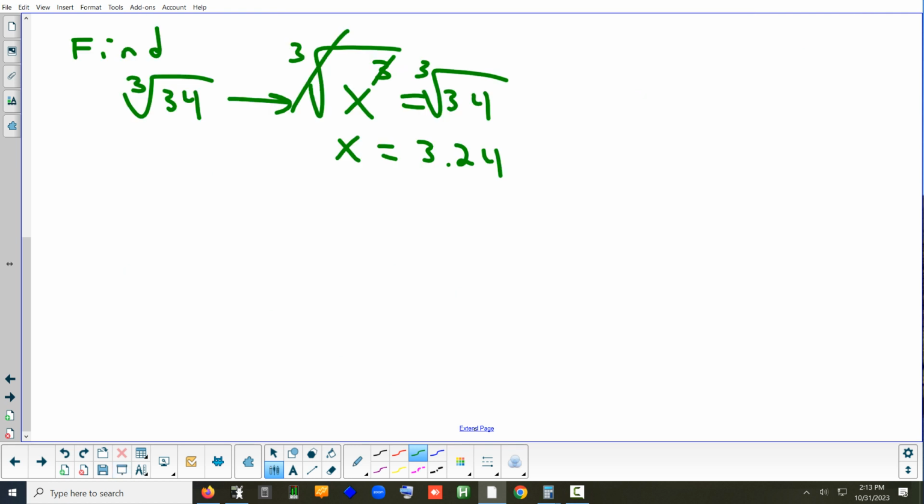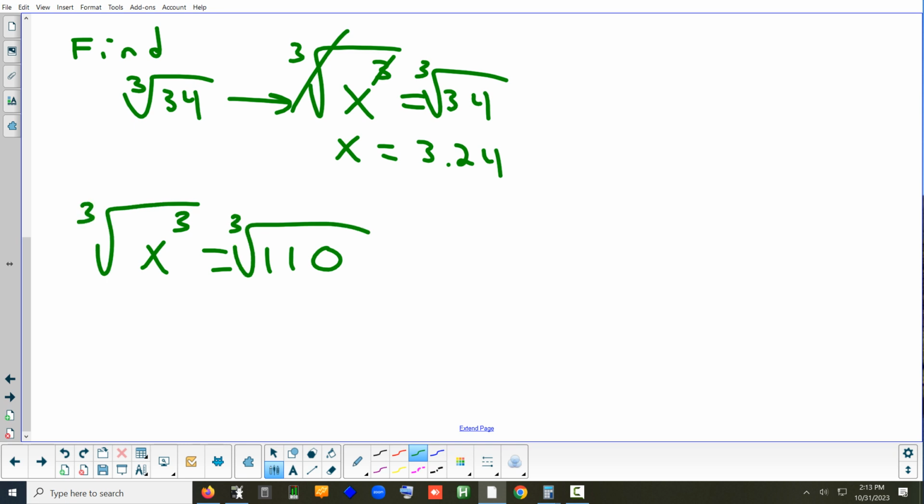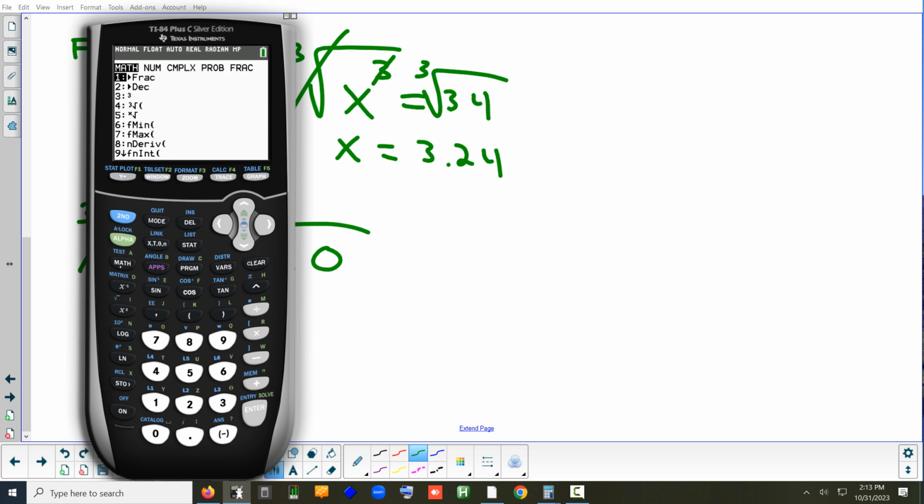Alright. So what you might see is something like what's on the right-hand side to start. X cubed equals 110. If you had to solve that, how would you get rid of cubing and get x by itself? Take the cube root. Cube root and cube cancel. And now you just need to use your calculator and find the cube root of 110, which is about 4.79.